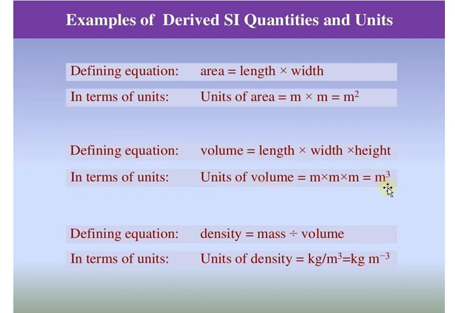So the unit of volume is meter cube. Density is mass divided by volume. The unit of mass is kilogram and the volume is meter cube. So it becomes kilogram per meter cube, or simply kg m minus 3.